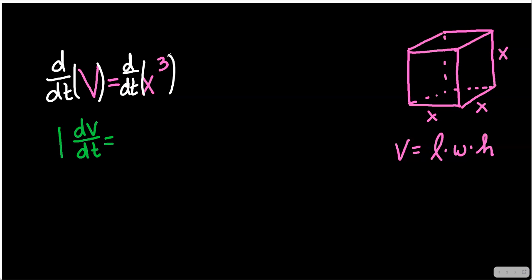What would be the derivative of x cubed? Well, that would give us 3x squared. But again, because these letters don't match, we end up with dx/dt.